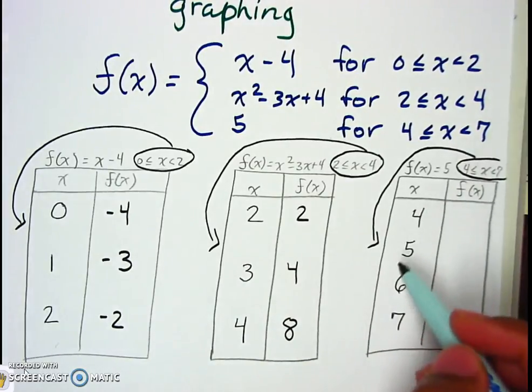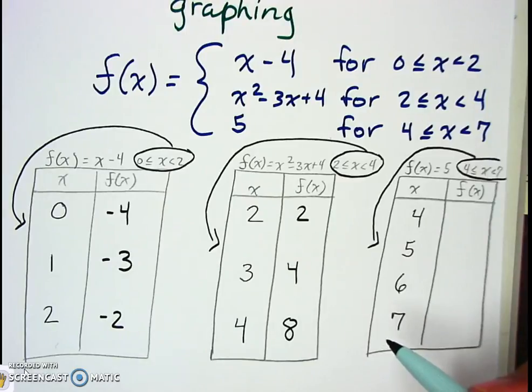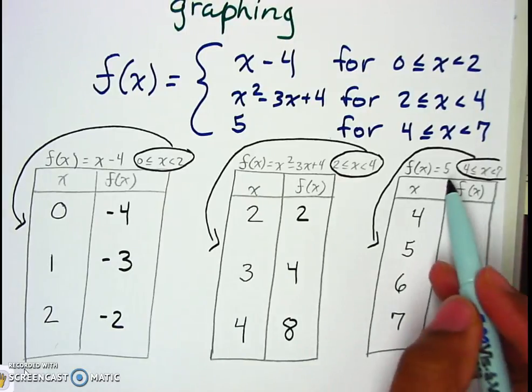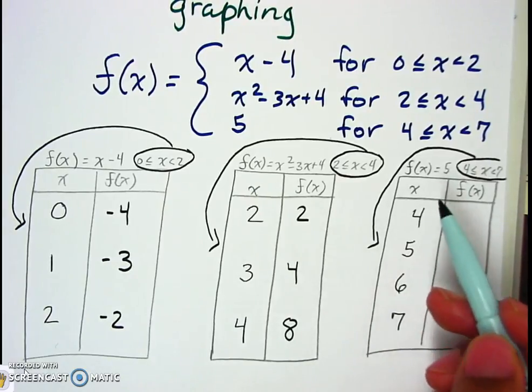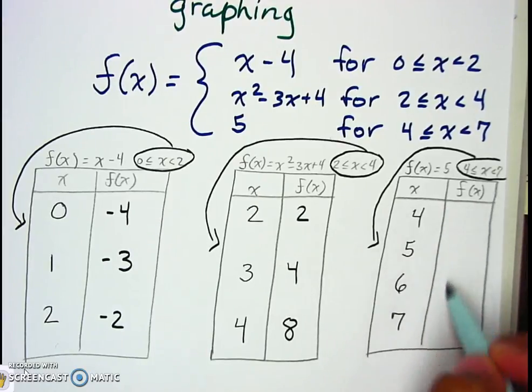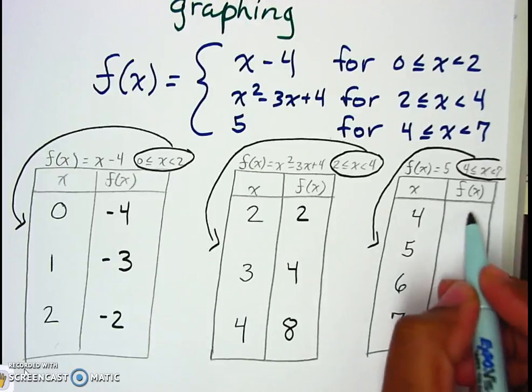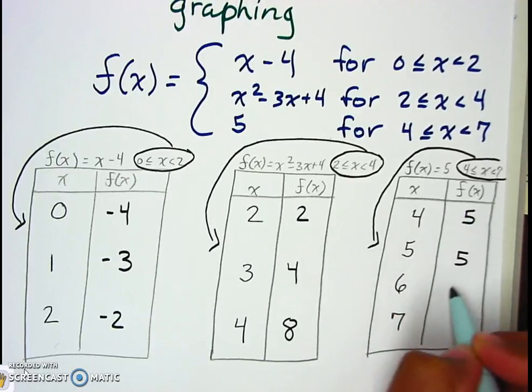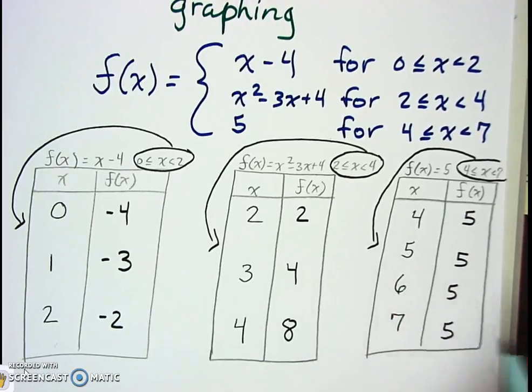And the last one is the easiest thing that you can do, simply because this is a constant function. Remember, it doesn't go up, it doesn't go down, it stays the same no matter what. So for each one of these, you don't have any work to do. You just put 5, 5, 5, and 5, because it stays constant. It doesn't change. It stays exactly where it is.